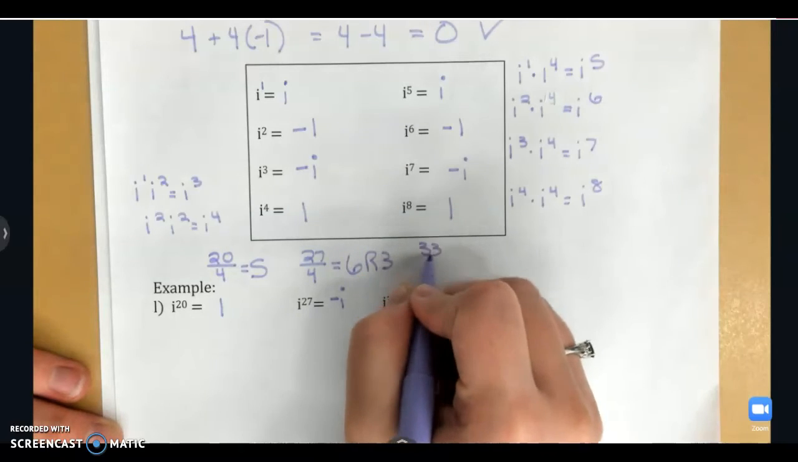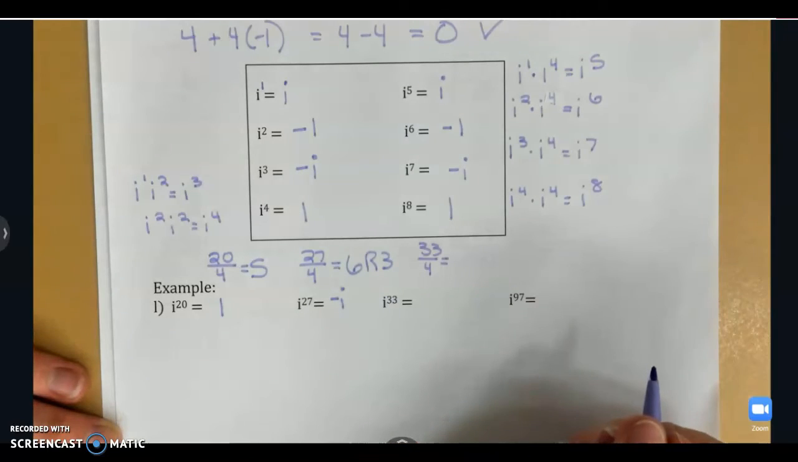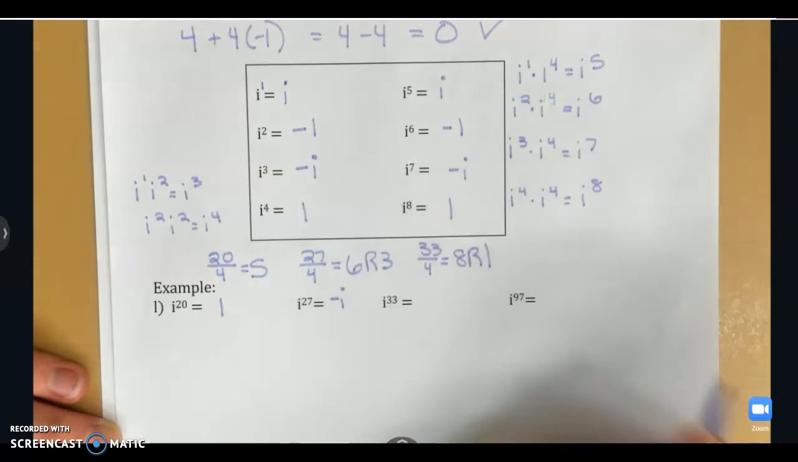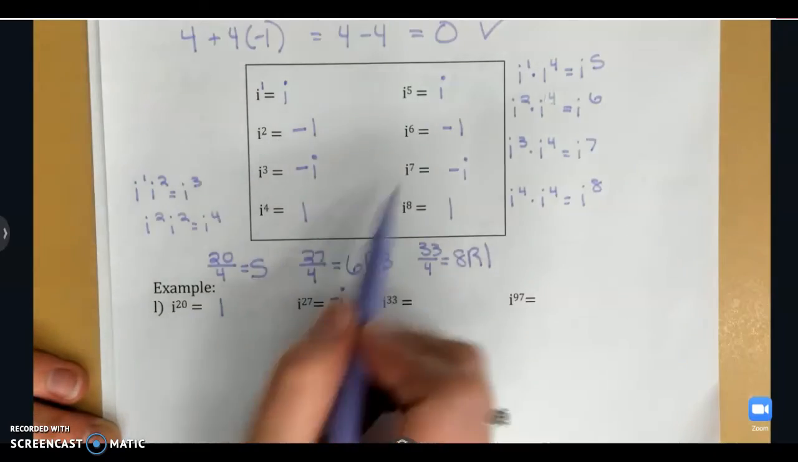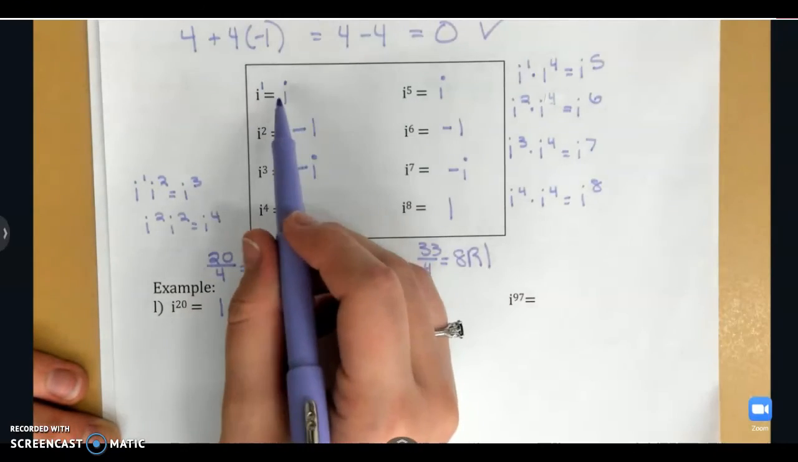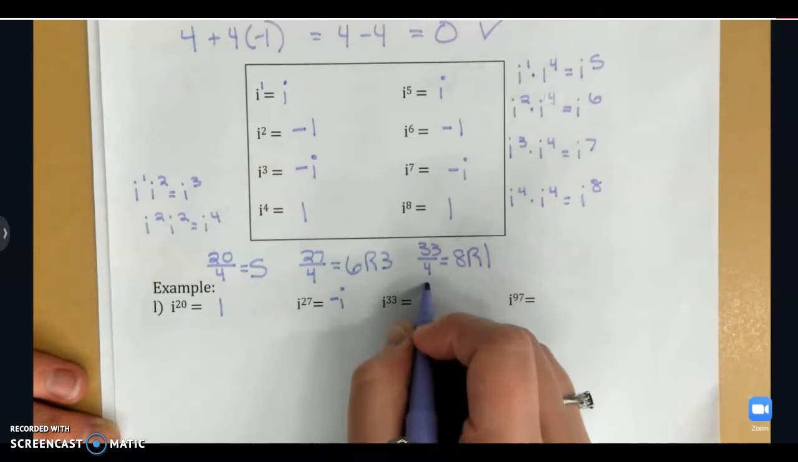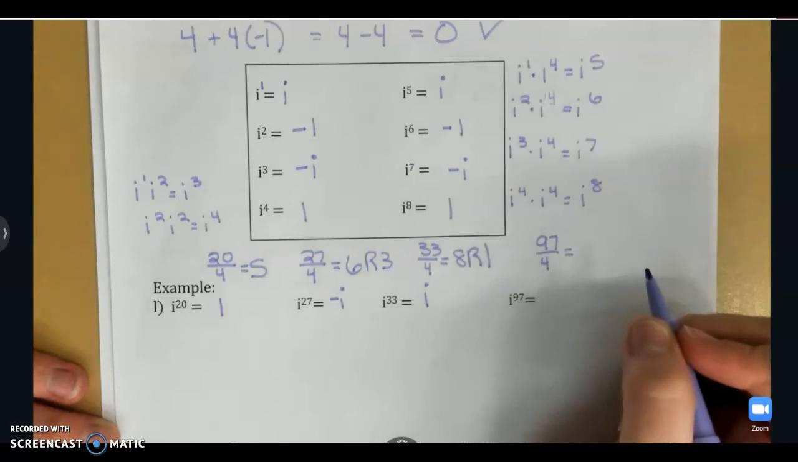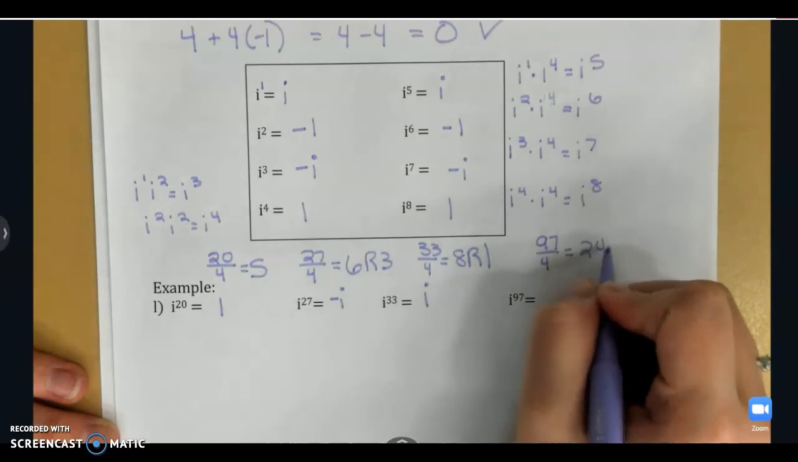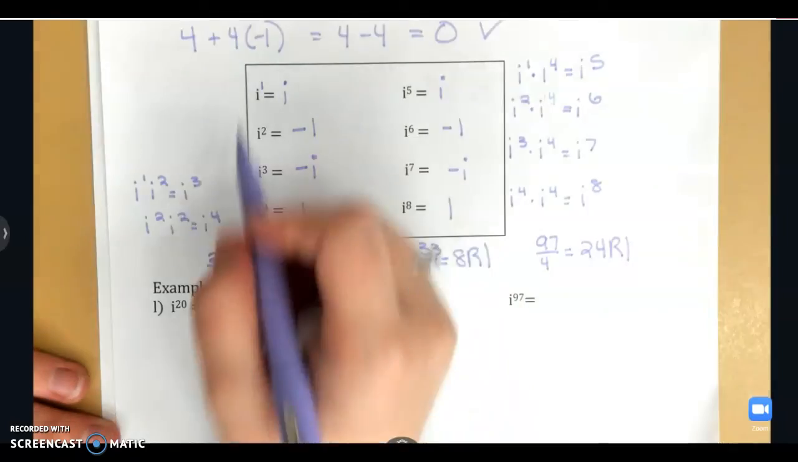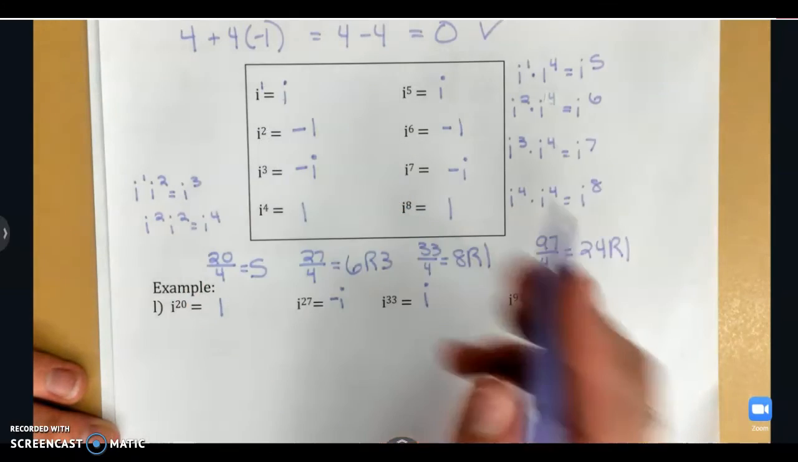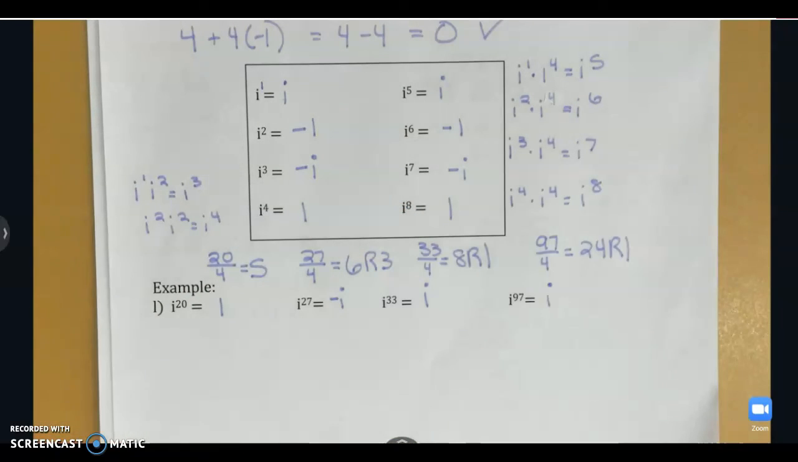33 also does not divide evenly by 4. So if I divide 33 by 4, that's going to give me 8 with a remainder of 1. So it's going to go through this cycle 8 times, and then I'm going to have 1 left over and land on +i. 97 does not divide evenly by 4, but it gives me 24 with a remainder of 1. So I'm going to go through the cycle 24 times, have a remainder of 1, and that lands me on +i. And that concludes our complex numbers notes.